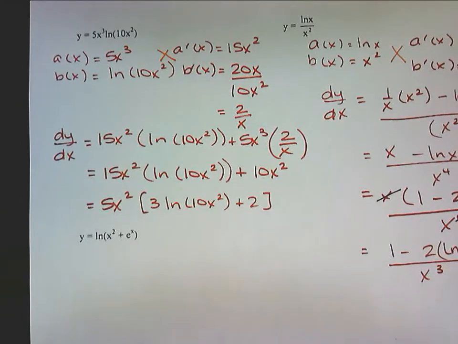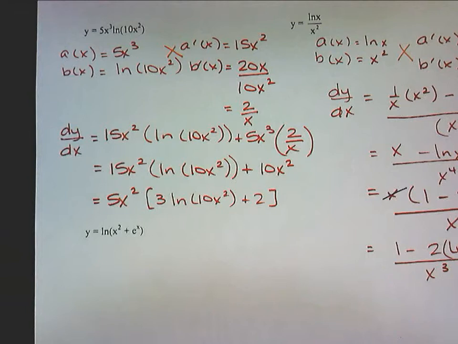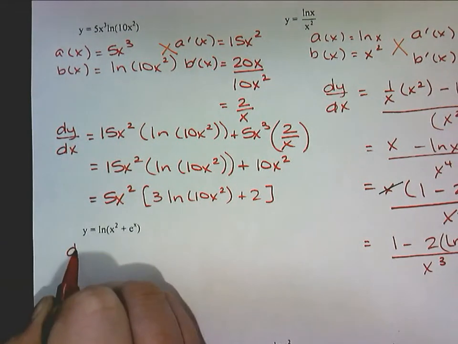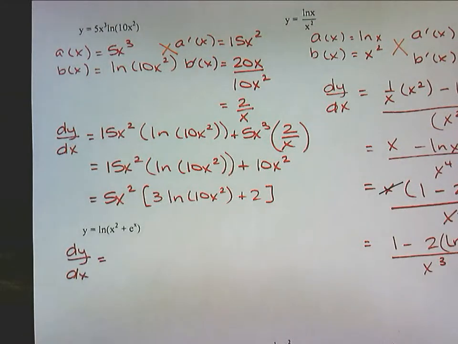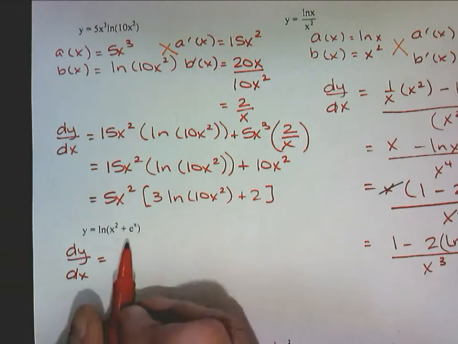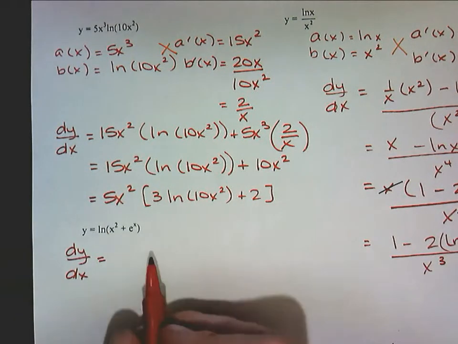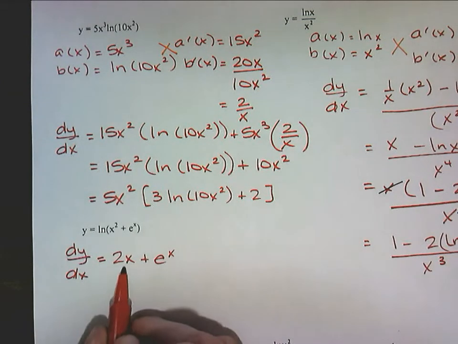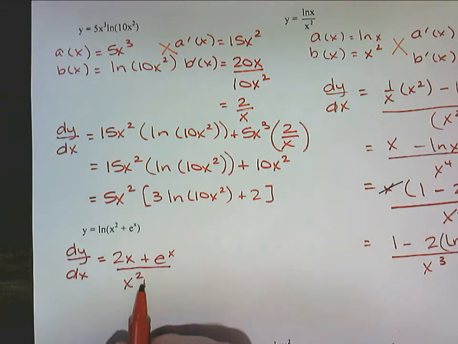Okay, let's look at one more example and then we'll do an application question. So I have ln of x squared plus e to the x. We can actually just go back and use the shortcut for this. So dy by dx, it's not a product rule or a quotient rule. It says that it's the derivative of this. Well, the derivative of x squared is 2x, and the derivative of e to the x is e to the x. And it's all over x squared plus e to the x.